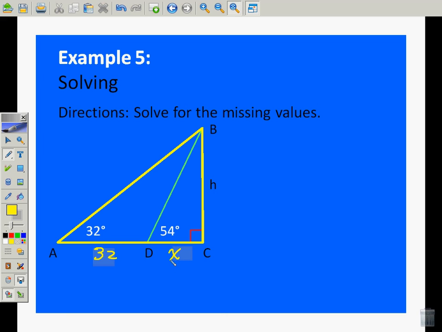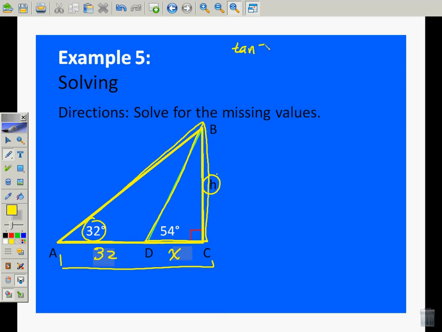Well, let's look. I'm dealing with two triangles. I've got the big daddy here, and I've got the little guy here. Notice, this 32 has an opposite, and it has an adjacent, this bottom piece here. This 54 has an opposite and an adjacent, x. So opposite and adjacent, I'm thinking tangent. Preliminary, let's do tangent 54. Why am I doing it up here?